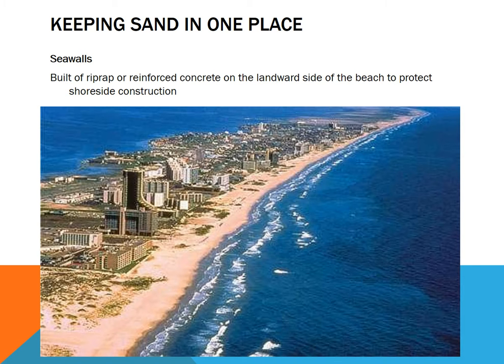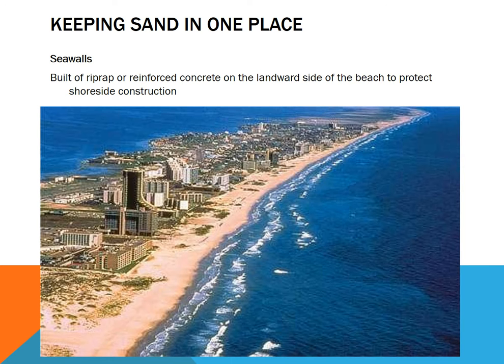This is a shot of Galveston Island. Galveston Island is a barrier island along the coast of Texas. It's a really interesting location. It's about 9 miles long and about 1 mile wide, and it is completely made of sand. Now, it's really vulnerable where it is.